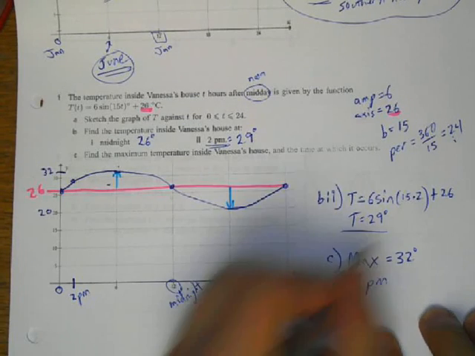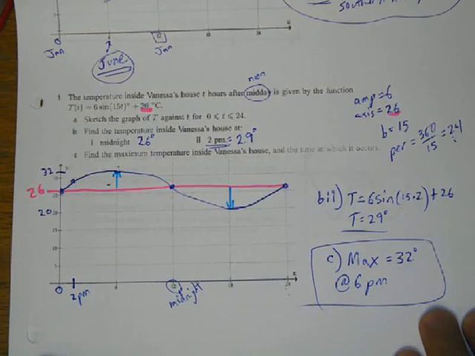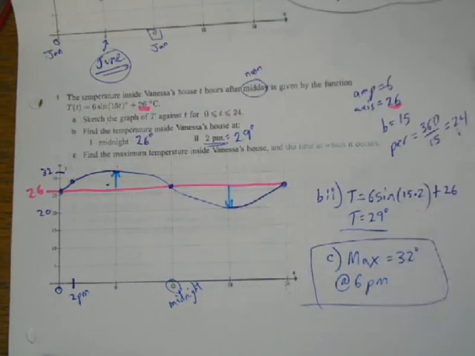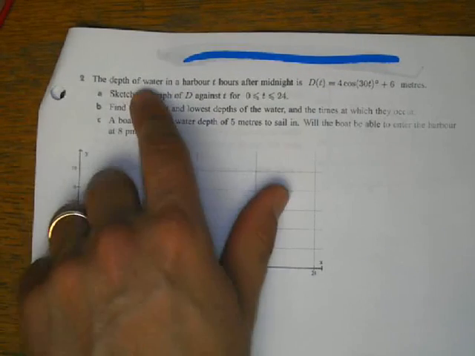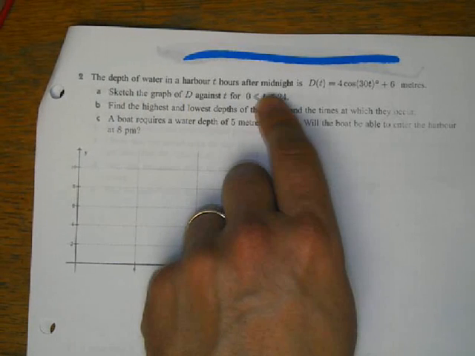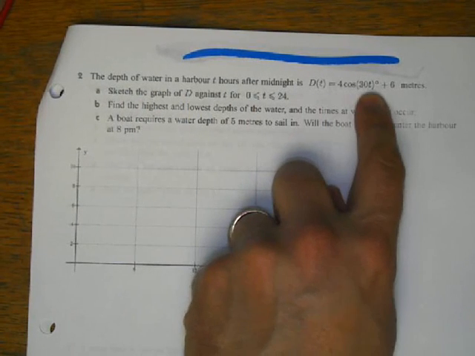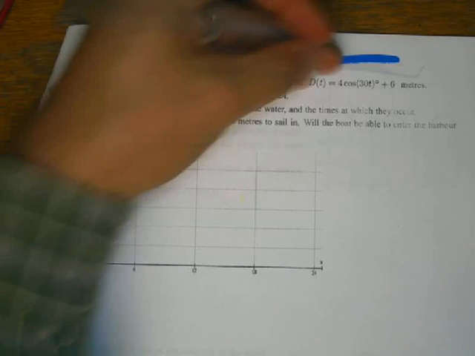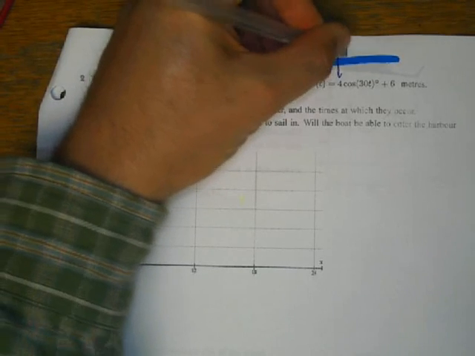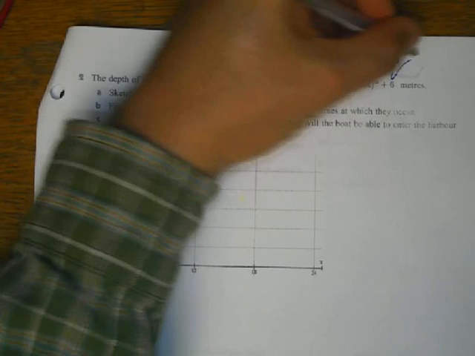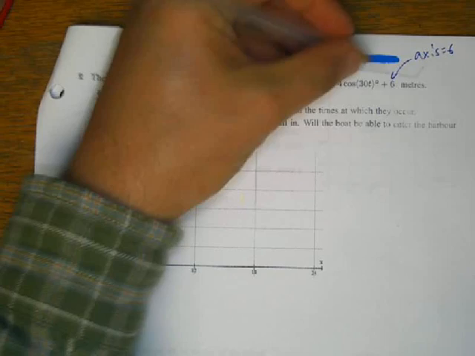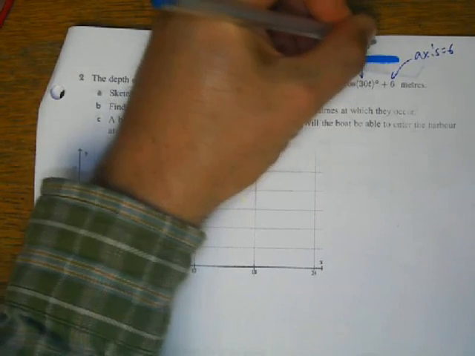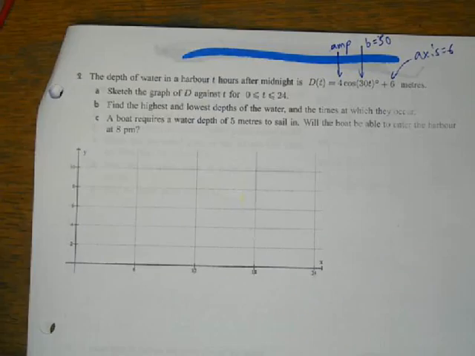Okay, next. You may want to hit pause and rewind to see this one again. Okay. The depth of the water at the harbor after midnight is 4 cosine 30t plus 6. Okay, so my amplitude is 4. My principal axis equals 6. And my B value is 30. Okay, first thing, let's draw our principal axis at 6.